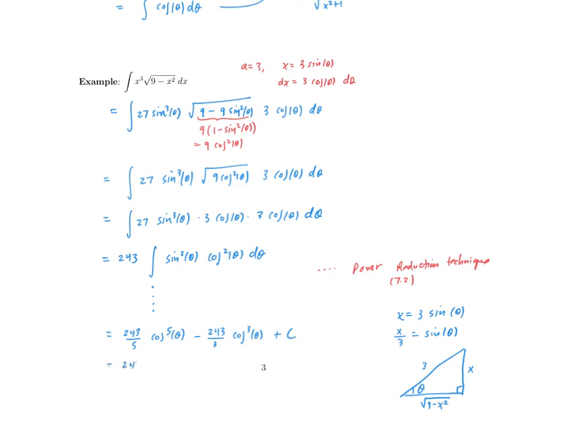So we would have 243 over 5 cosine theta to the 5th power, minus 243 over 3, and we would have that cosine, square root of 9 minus x squared over 3, raised to the third power, plus C.